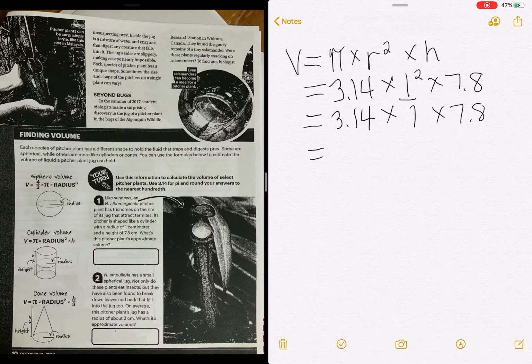So when you multiply those three numbers together, you should get 24.492. The directions tell us we need to round to the hundredths place, so I'm going to look at the 2. The 2 is less than 5, so in this case, our 9 is going to stay the same, so our answer is about 24.49 centimeters cubed.